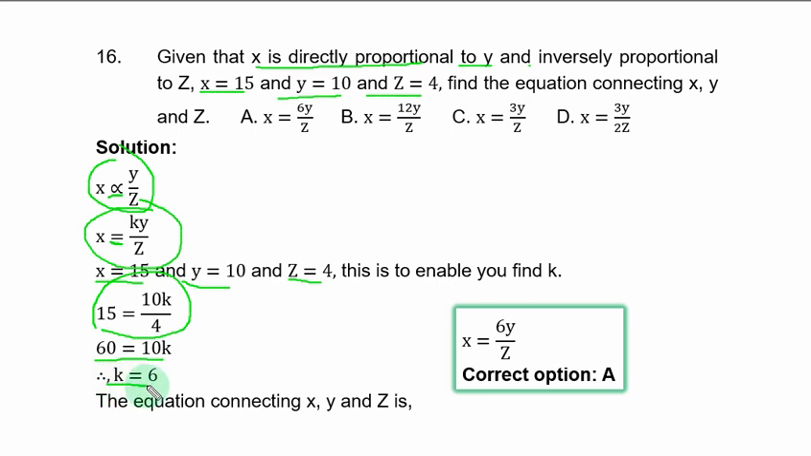To get the equation that connects s, y, and z, you come here again and replace K with 6, and you have it in this form. So A is the correct option.